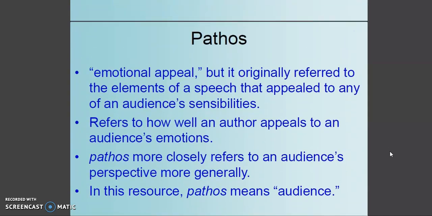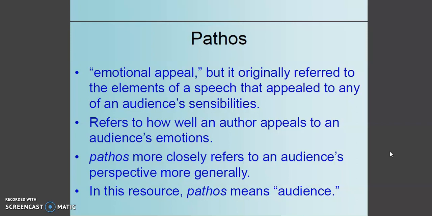So first, let's talk a bit about pathos, which is emotional appeal. With pathos, you think of the word passion. When we say passion, we're talking about emotion. Emotional appeal originally referred to elements of speech that appeal to any of an audience's sensibilities. When we say sensibilities, it's maybe their eyesight, maybe their emotion.